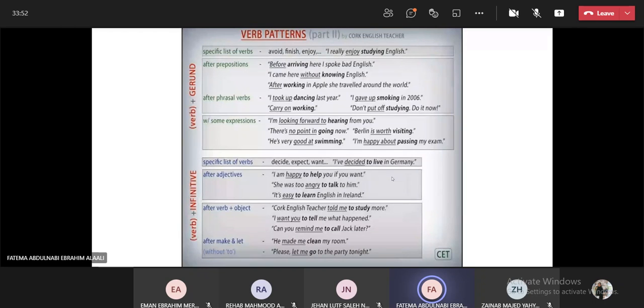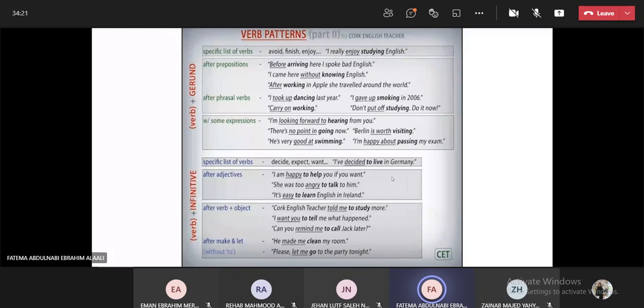The second use is after adjectives. After adjectives, we must put to plus infinitive. I am happy to help you if you want. She was too angry to talk to him. It's easy to learn English in Ireland. So after adjectives, we have to form the verb in the infinitive, to plus infinitive.